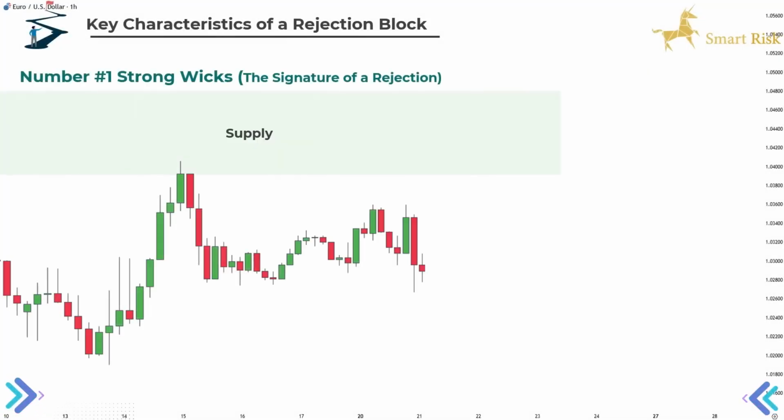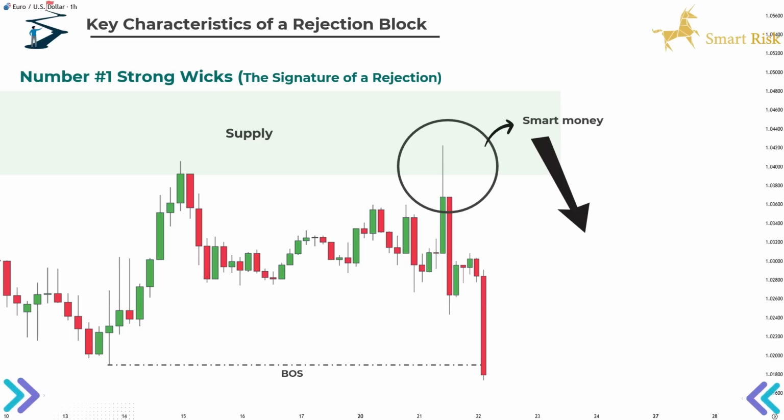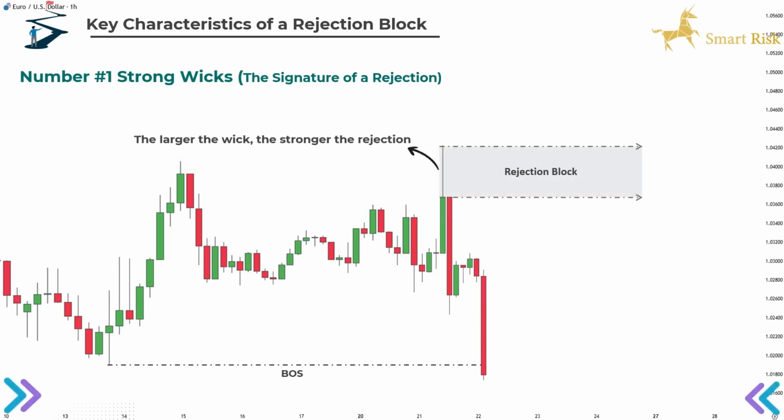The first factor that we need to look for is strong wicks. This wick shows that liquidity was taken from that area, but smart money rejected the move. The larger the wick, the stronger the rejection. If price touches a key supply zone and then drops rapidly without consolidation, this suggests a rejection block is in play.